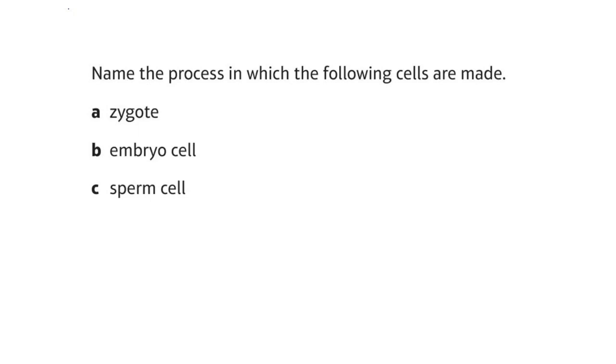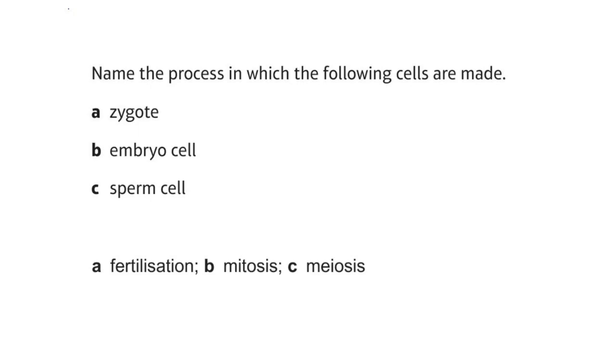Okay, so the first part of that question was name the process by which a zygote is made. And a zygote, remember, is the original cell that forms when a sperm cell and an egg cell, 2 gametes, fuse together. And that process is called fertilization. Part B was an embryo cell. An embryo cell is a cell that forms after fertilization has taken place. So we know that once fertilization has taken place, the embryo will grow by the process of mitosis. So embryo cells are formed by mitosis.